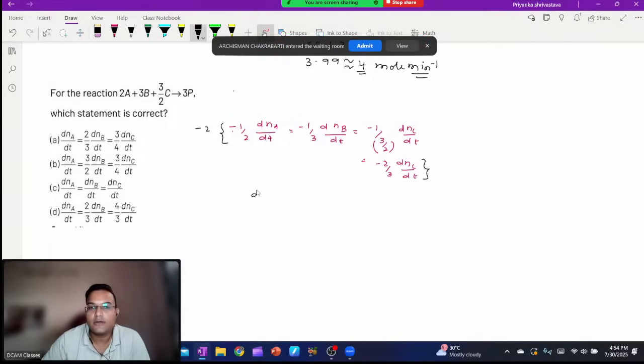What it will become: dnA by dt is equal to 2/3 dnB by dt, which is there in option A and also in option D, is equal to 4/3 dnC by dt. Because you are multiplying by 2, get it removed. You have done a silly mistake, I know.